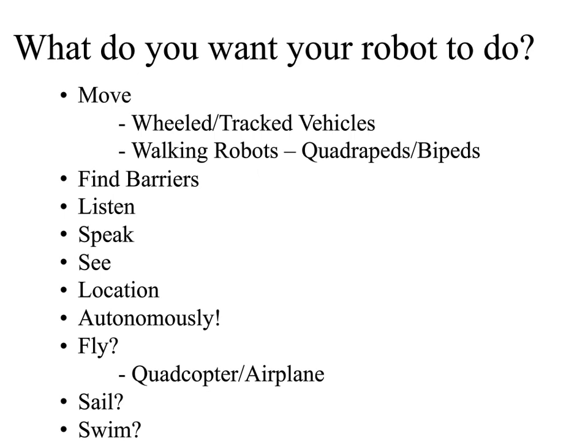So first on the list, almost always, is they want some sort of movement. So they want the robot to actually be able to move around. And so the first decision they have to make is whether they're going to use a wheeled or tracked vehicle or if they want to do some sort of walking robot.